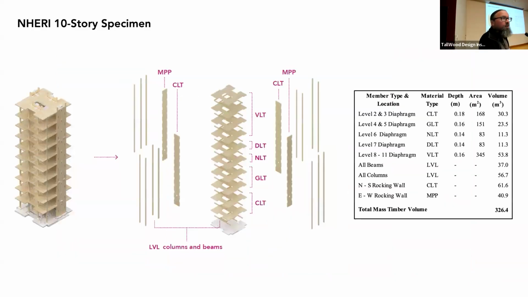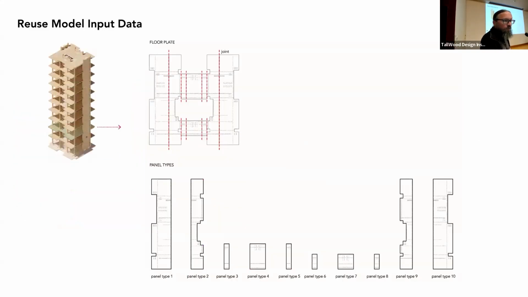Our starting point for this project is going back to the extensive design documentation that existed, including 3D modeling. And the structure is unique not only for its full height rocking walls, but also for the types of mass timber elements used, particularly in the floor plates. From a reuse perspective, those extend to different panel geometries and steel connection zones based on those material types.